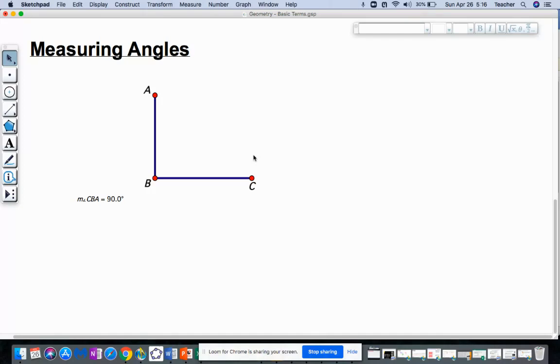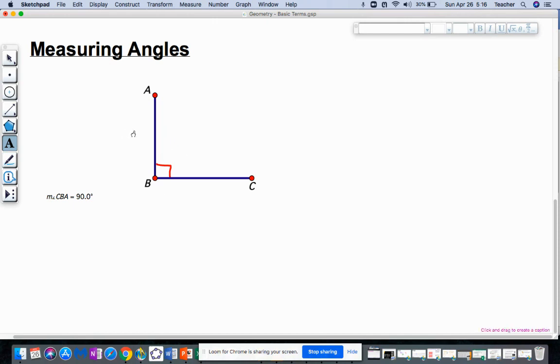Quick little video on measuring angles. In a previous one, we talked about the different types of angles, right? You have a right angle, in this case. A right angle is 90 degrees, and they'll always put a box right here to let you know that that is 90 degrees. Anything less than 90 degrees is acute. Anything from 90 to 180 is obtuse, and 180 degrees is a straight angle.